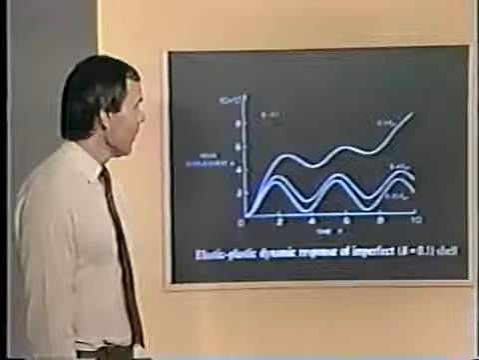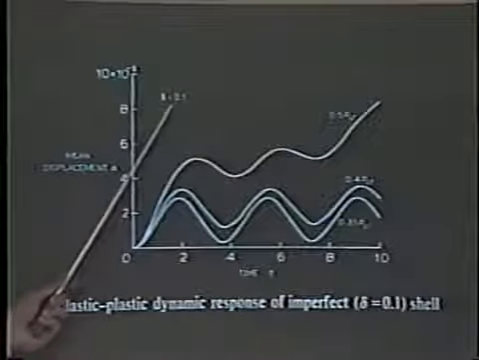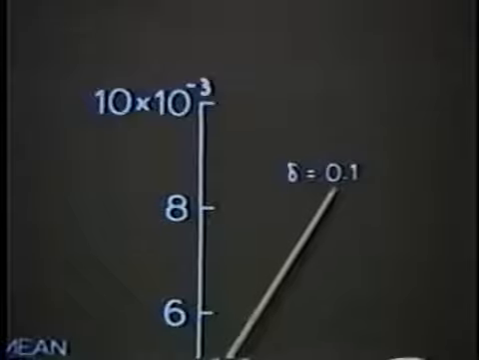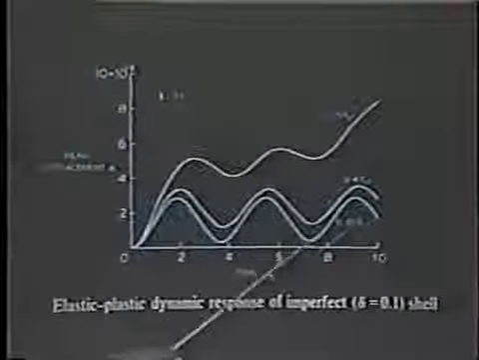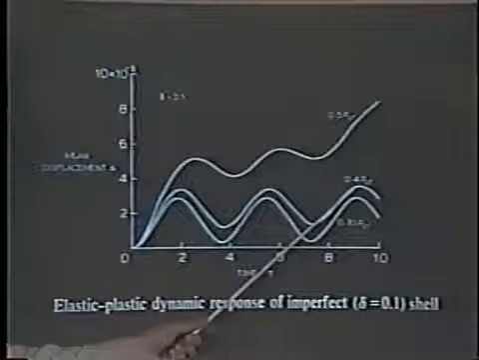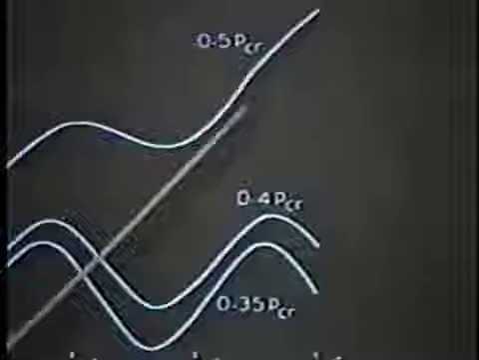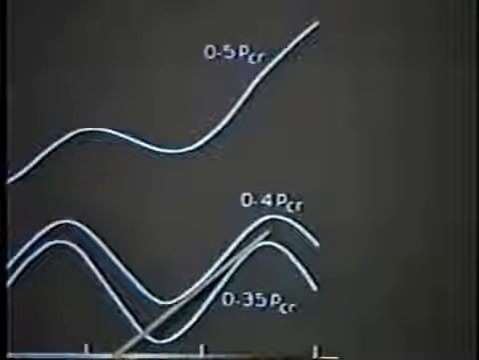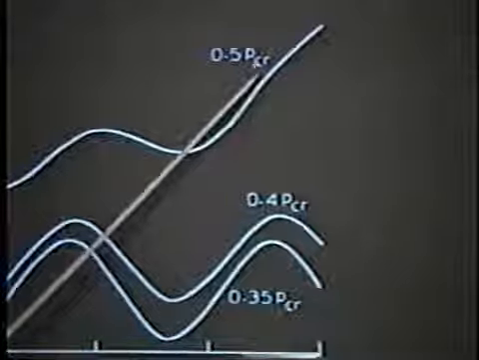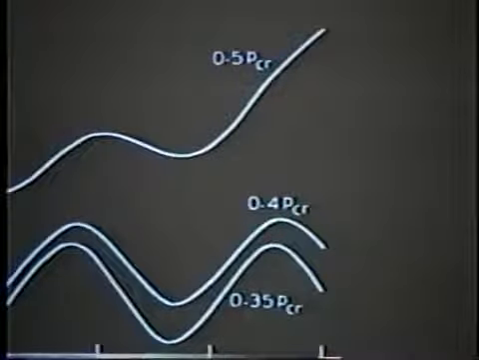And on this slide, you're seeing for a constant imperfection level, we increase the load applied to the shell, and you can see that at 0.4 PCR, the shell is still stable. At 0.5 PCR, the shell is unstable.